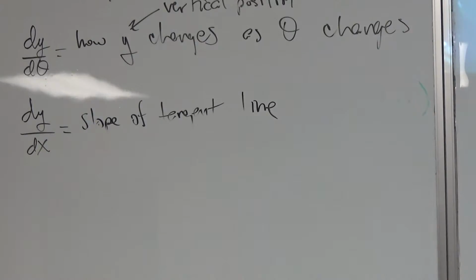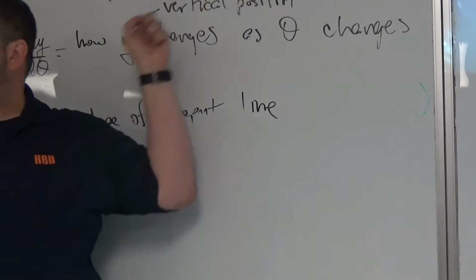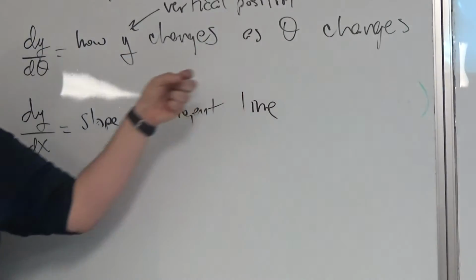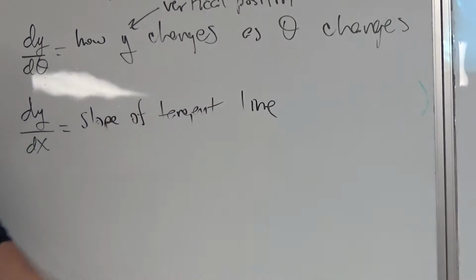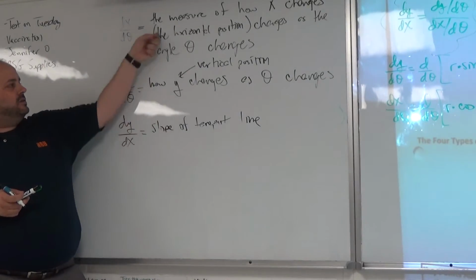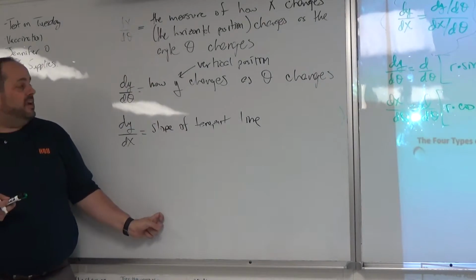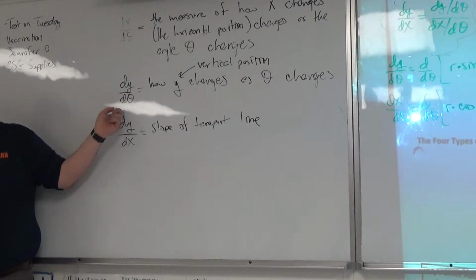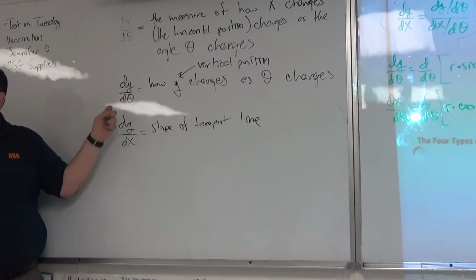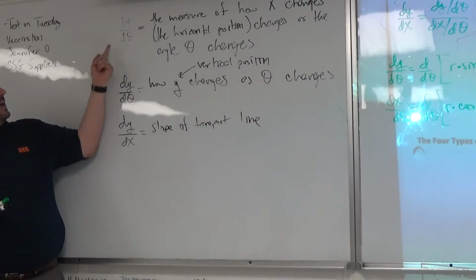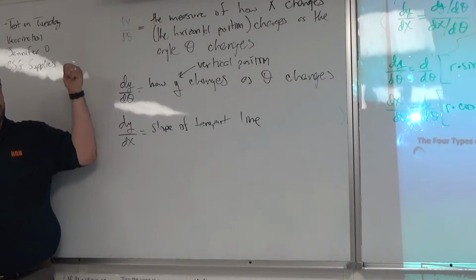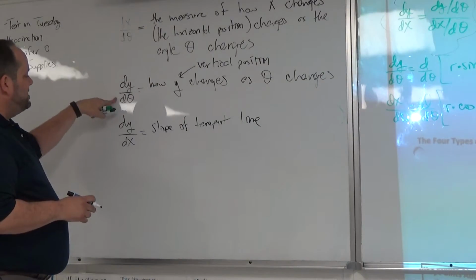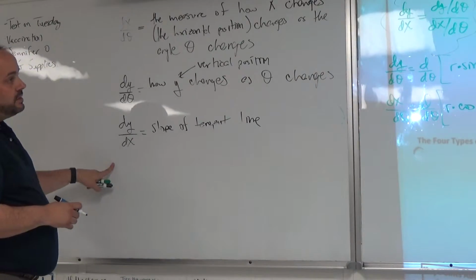But dx d theta is measuring how the point moves left and right as the theta value changes. dy d theta, how does the point move vertically? If dy d theta is positive, as theta gets bigger, where does y go? Up. The point's moving up. If dx d theta is negative, I'm going to the left. Okay, so we've got dx d theta, dy d theta, dy dx. What's left? There's one more.